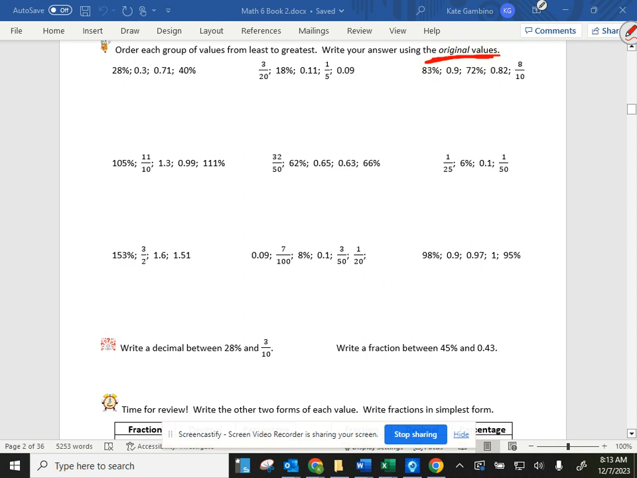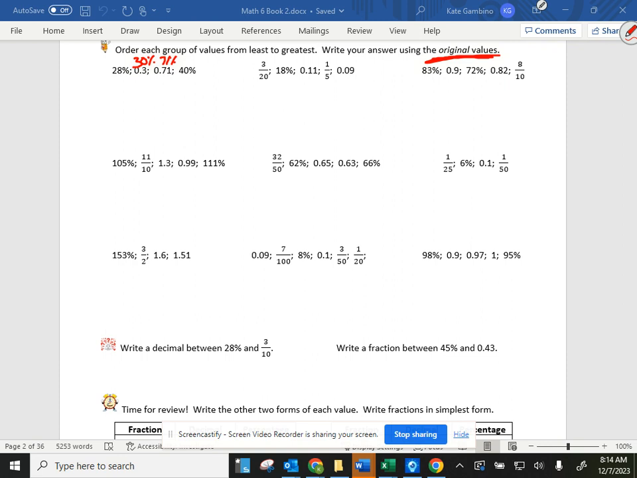Okay, so we already have 28%. What would 0.3 be as a percent, Melanie? 30%. What would 0.71 be, Tom? 71%. And then we have 40%. So now I can put them in order from least to greatest, because I have 28%, 30%, 71%, and 40%. It's really easy to see what's the least and what's the greatest.